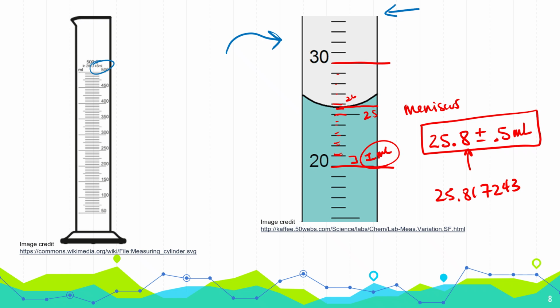25.817243. That doesn't make any sense. We can't even know that. So don't get excited and start adding extra digits. We're going to take what we know and then add just one more digit. We know for sure 25 point something. We're going to estimate that 8, and that's going to also include the uncertainty. Feeling good? Let's do one more.